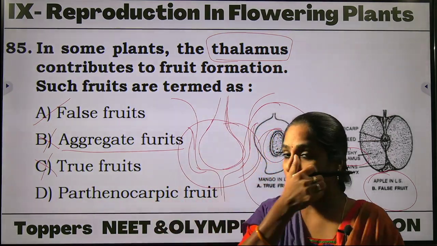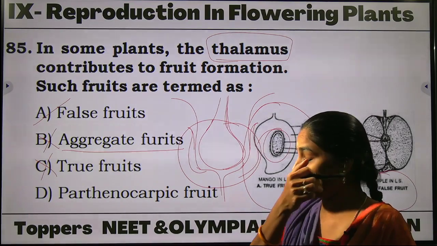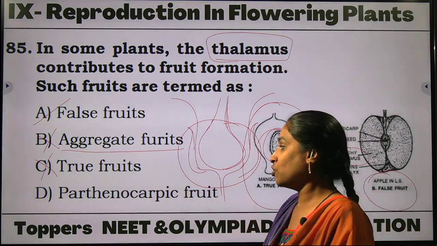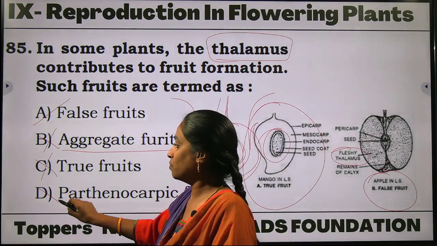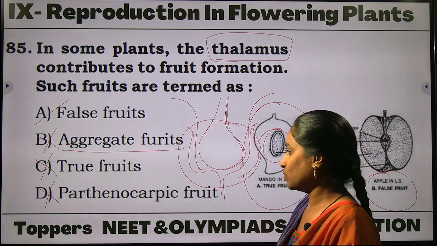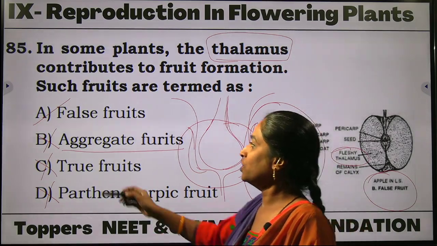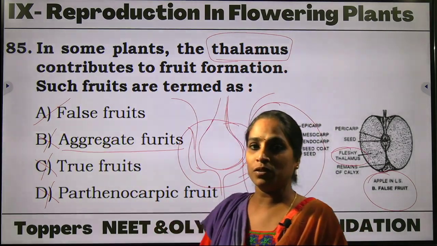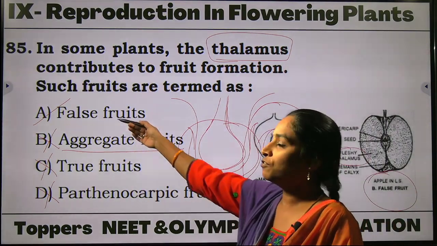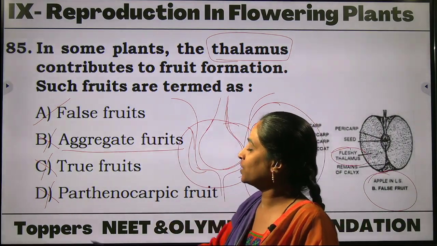And parthenocarpic fruit in the sense, there we can observe unfertilized eggs will be formed, and unfertilized seeds will be formed. Okay, the fruit will be formed without the seeds. It's not a parthenocarpic fruit. What is the correct option? The fruit developed with the help of the thalamus is called a false fruit. Hope you all understood, dears.